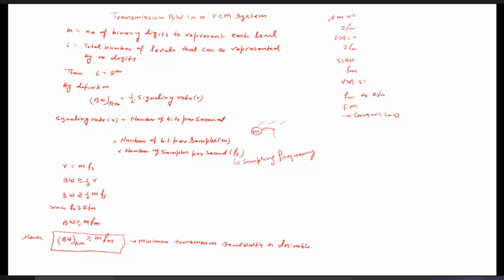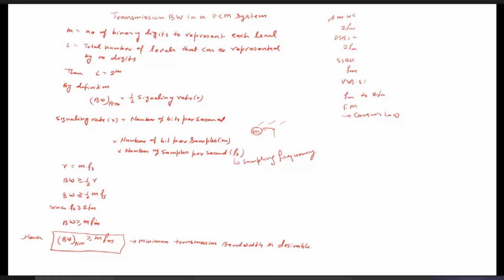As per the definition, half of the signal rate, so half R. And R is nothing but M Fs. Since the first step is the sampling itself, the sampling theorem should also be satisfied. So Fs should be greater than or equal to twice Fm, specifically for low pass signals. If you take Fs as twice Fm, then the 2 will cancel out. Ultimately, our bandwidth for the PCM is nothing but M Fm.